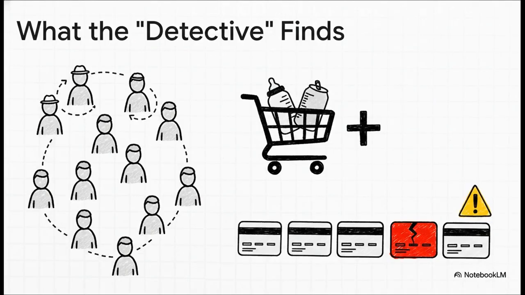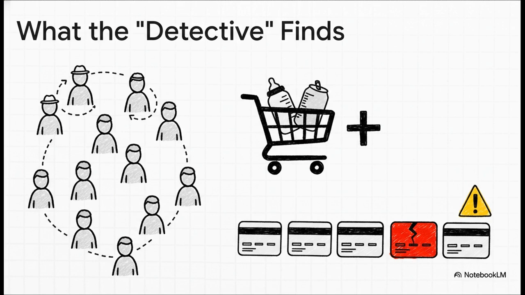So what kind of patterns is our little data detective looking for? Well, for one, it finds clusters. This is like grouping similar customers together based on what they buy, which is super useful for marketing. It also finds associations, discovering which products people tend to buy together. And, maybe most importantly, it finds anomalies, spotting something weird, like a credit card transaction that just doesn't fit any of the normal patterns.